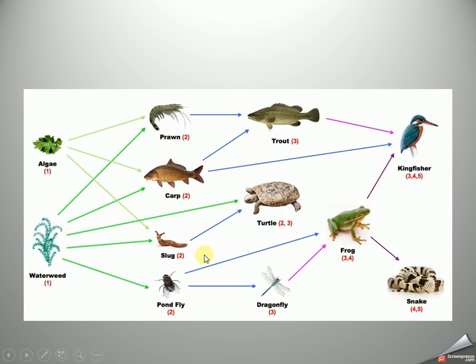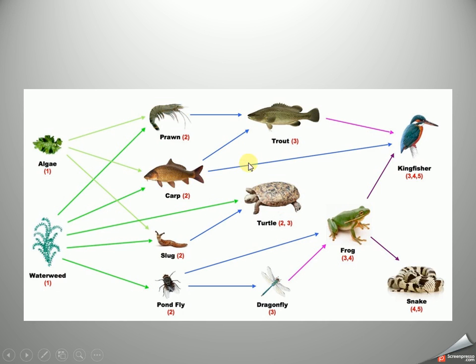Okay. Food webs. Food webs show again the direction where the energy goes. But in real life, organisms are eaten not just by one thing, but by many different things. So you can see the algae. The prawns eat the algae, the carp eat the algae, and so do the slugs. So different things eat them. And if you look at the prawns, the prawns actually eat the algae and the waterweed. Now, the trout eat the prawns and they also eat the carp.